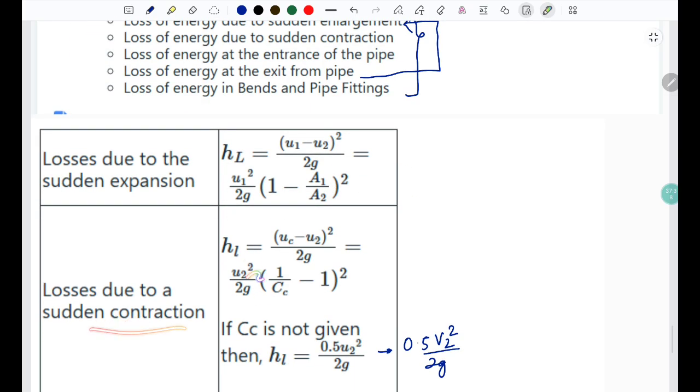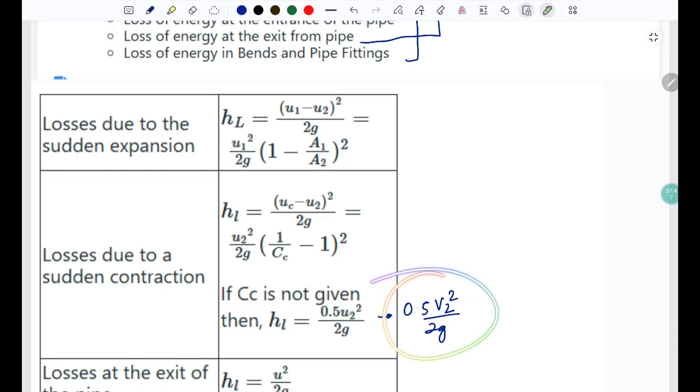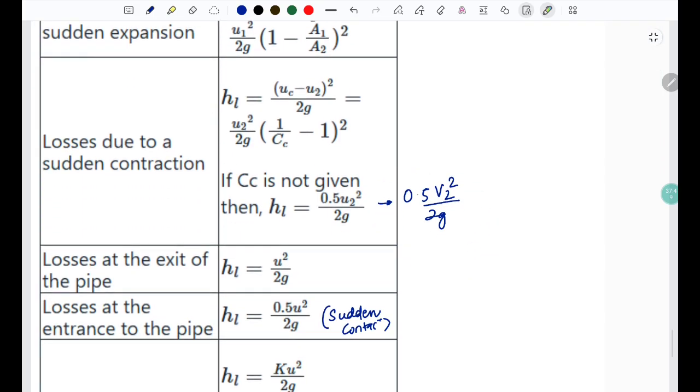Then sudden contraction is V2 square by 2G times (1 by CC minus 1) to the whole square, and in case CC is not given, HL is 0.5 V2 square by 2G. Then the loss at the exit of the pipe is simply V square by 2G, and the loss at the entrance to the pipe is 0.5 V square by 2G.